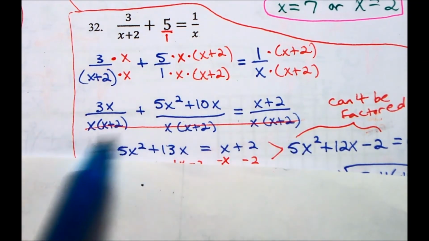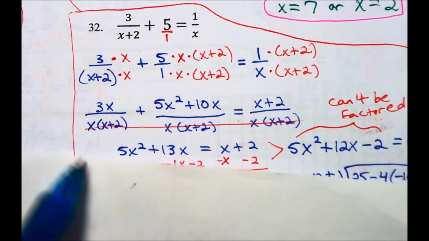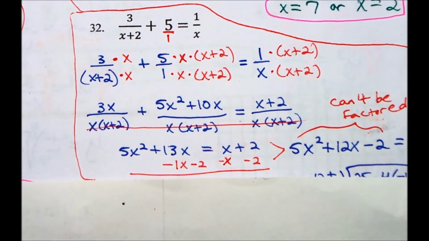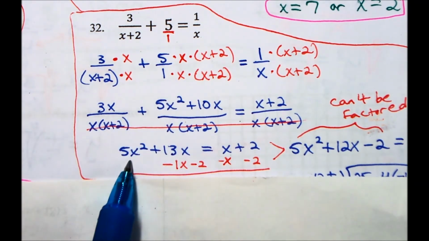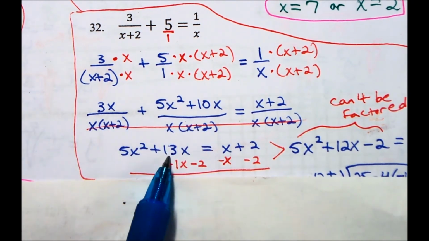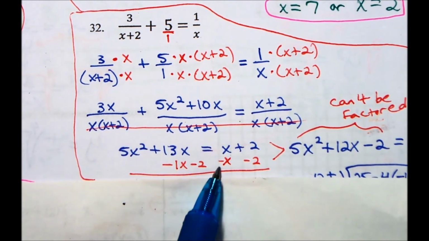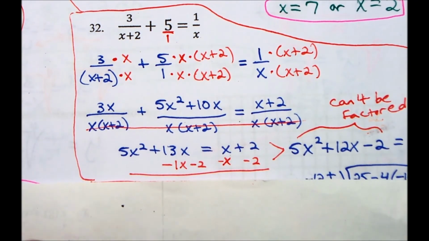Now that they have the same denominator and it's an equation, we can eliminate the denominators and write our equation just setting the numerators equal to each other. So I put the 5x squared first, added the 3x and the 10x together because they're on the same side and they're like terms. Then I subtracted x and subtracted 2, which gives me this trinomial.